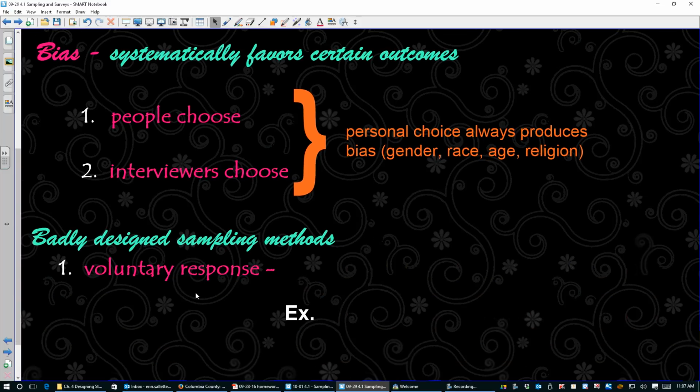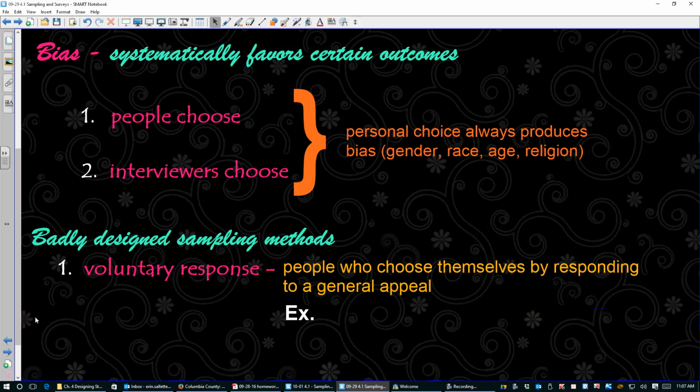Bad sampling methods include voluntary response. This is where the people choose whether or not they want to respond, whether they feel like participating. In voluntary response, we have things that typically happen nowadays that really produce bias: opinion polls, call-in TV shows, internet surveys. You don't have to respond if you are randomly selected for those. So the responses will reflect only those who feel like responding at that time.